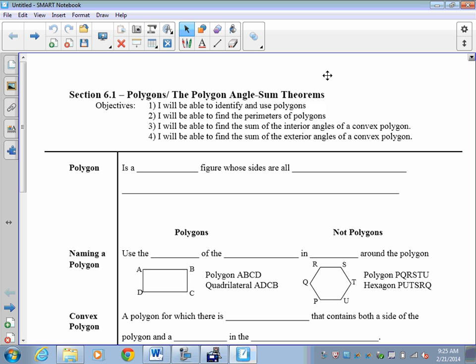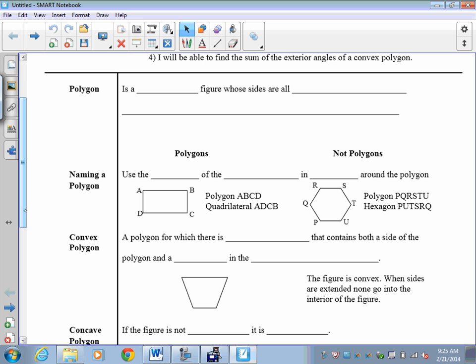I think these notes are organized in a very good fashion. We have the objectives to start off. We'll be able to identify and use polygons, find the perimeters of polygons, find the sum of interior angles of a convex polygon, and be able to find the sum of the exterior angles of a convex polygon. So first off, we're going to start with the definition of a polygon.